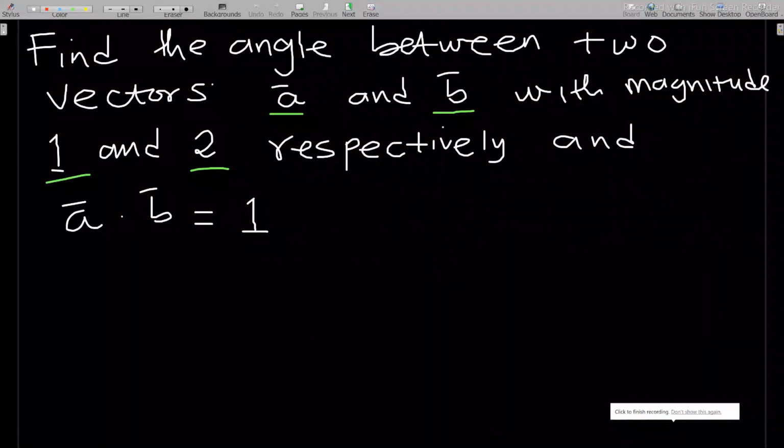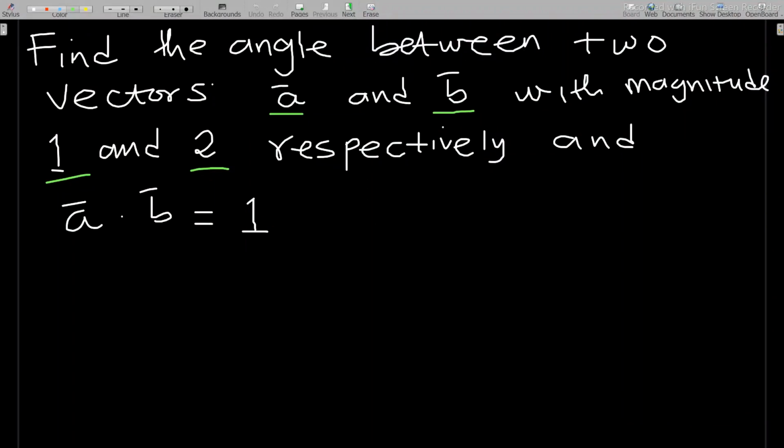Hello, welcome to this lesson of our study of vectors. In this lesson, we will go through some examples of vectors questions involving scalar product, or dot product. Let me put it that way.